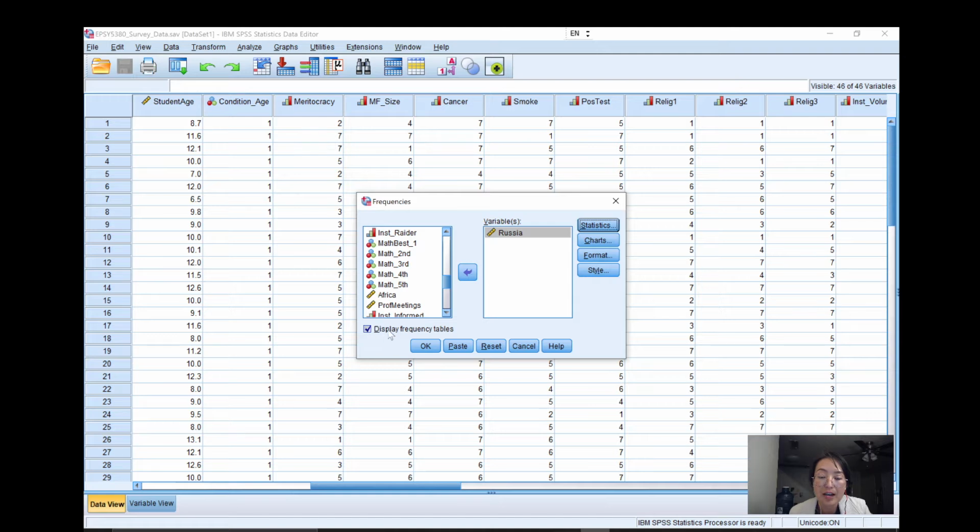And it asks if we want to display frequency tables. For this one, we don't really want the frequency tables because we probably have a lot of these different inputs, and that's not our interest at this time. So I just click OK.